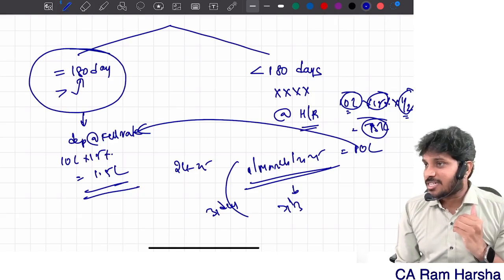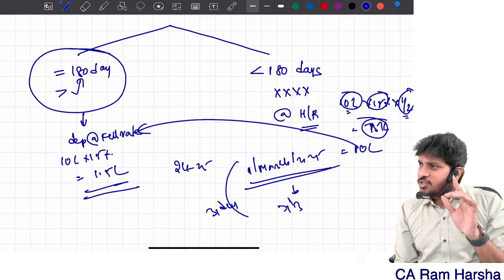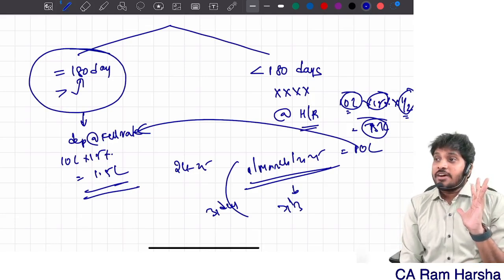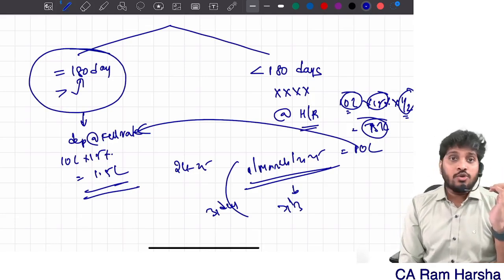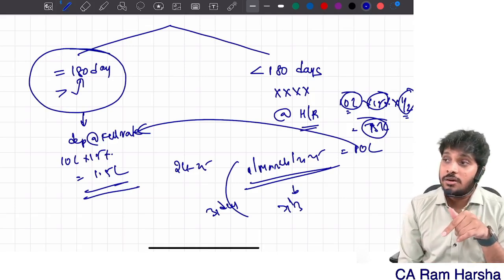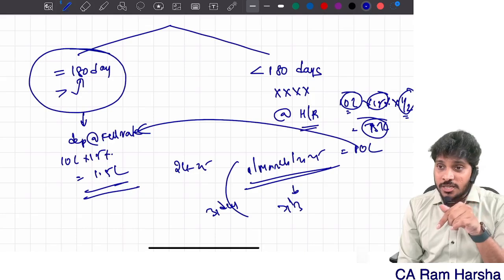Last year we purchased an asset. That year it was used for less than 180 days. But this year also we are using it for less than 180 days. Last year I used it for less than 180, this year also I'm using it for less than 180. What about this year? Full rate.